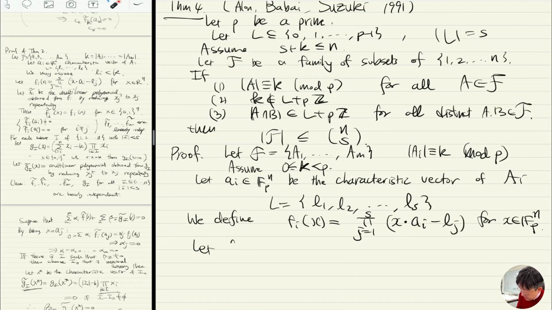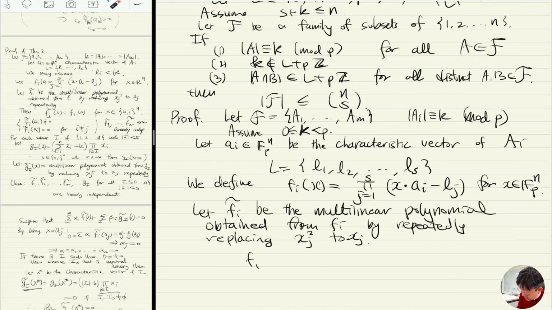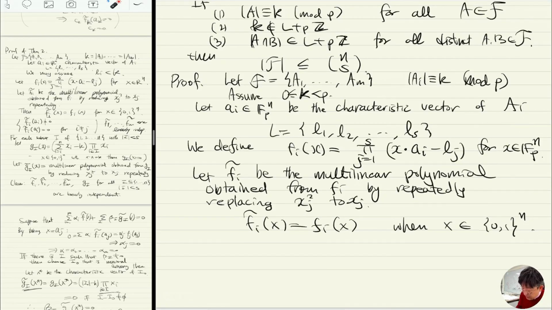And we also reduce, right? So let f_i tilde be the multilinear polynomial obtained from f_i by repeatedly replacing x_j squared with x_j. So the whole purpose is to make sure that f_i tilde of x is equal to f_i of x when x is in the 0,1 vector. Then they are linearly independent, but we need more, right?